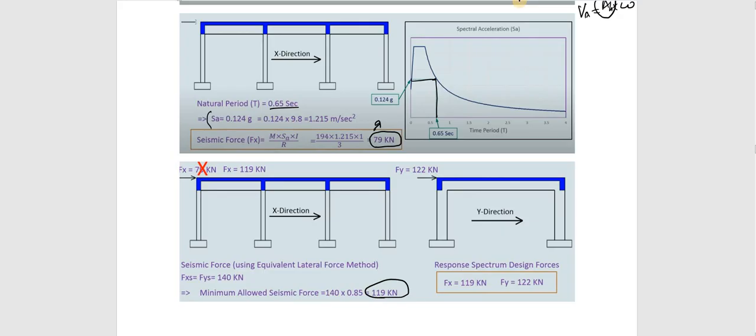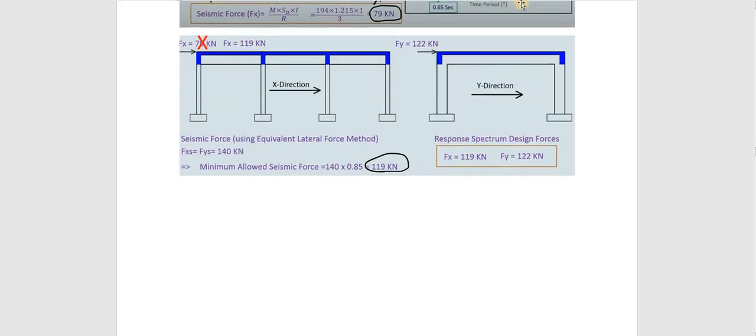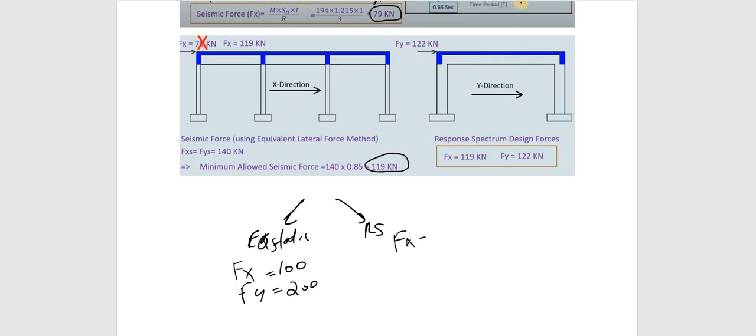For every building we will be analyzing it by two methods. One is the equivalent static method, the other is the response spectrum method. So we will be finding out the forces in the equivalent static method also, that is Fx and Fy. For example, Fx is 100 and Fy I have got as 200. Then using the response spectrum I am finding out Fx.